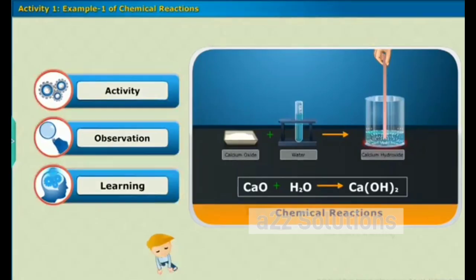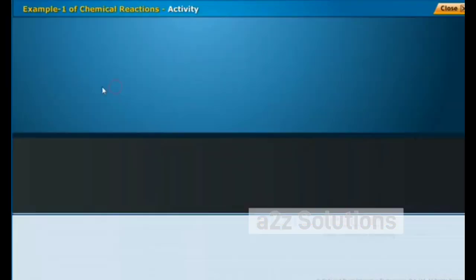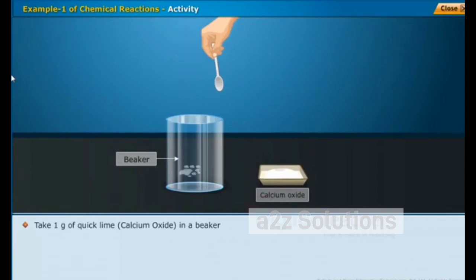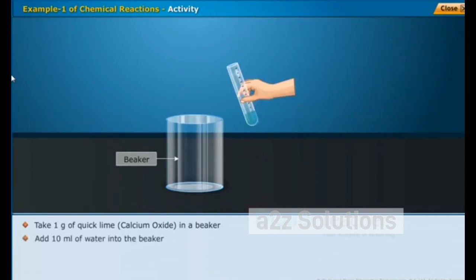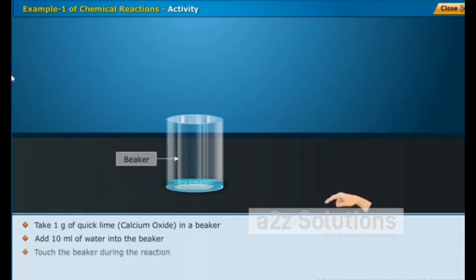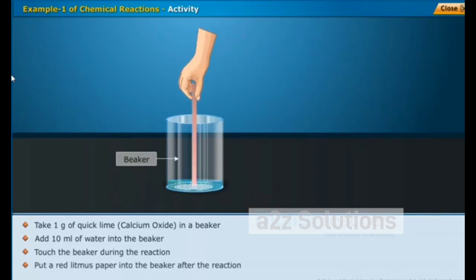Example 1 of chemical reaction. Click each tab to learn more. Take 1 gram of quicklime, calcium oxide, in a beaker. Add 10 ml of water into the beaker. Touch the beaker during the reaction. Put a red litmus paper into the beaker after the reaction.